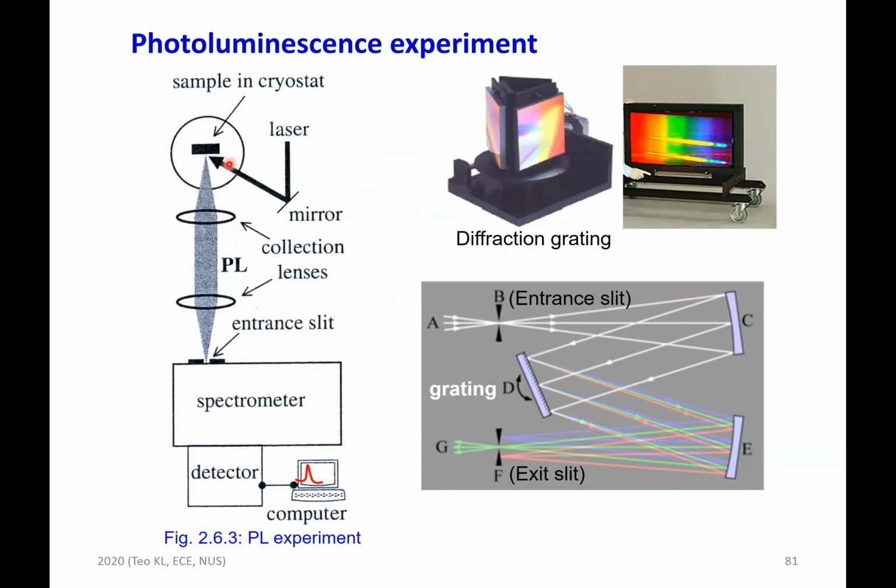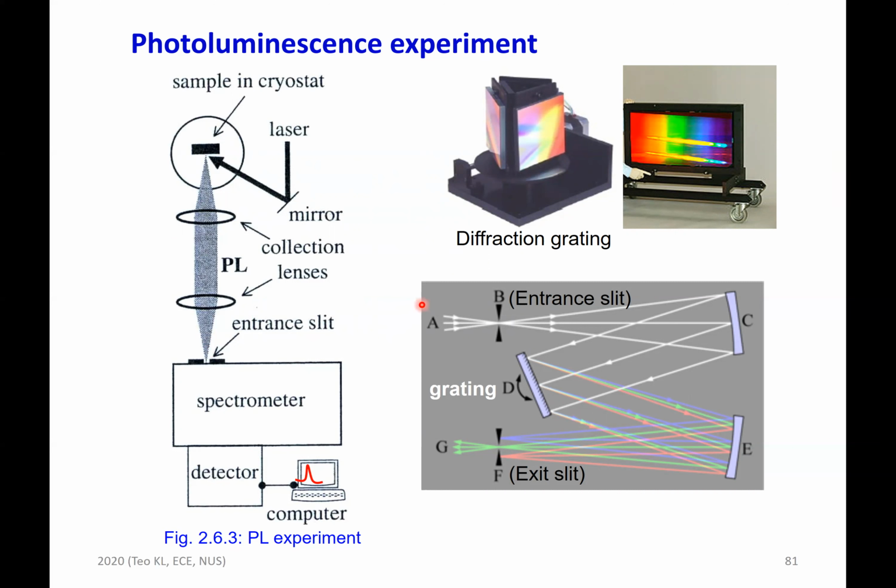So the sample is mounted in the cryostat. With the cryostat, we can vary the temperature. An incoming laser provides the photon energy to excite the semiconductor sample. After the electrons are excited from the valence band to the conduction band, they recombine to give out light. This emitted light is collected by a collection lens and focused onto the entrance slit of the spectrometer.